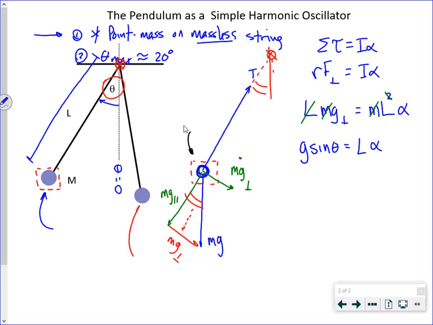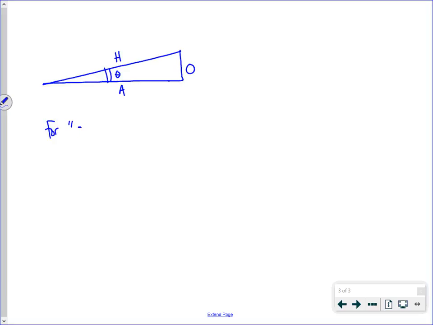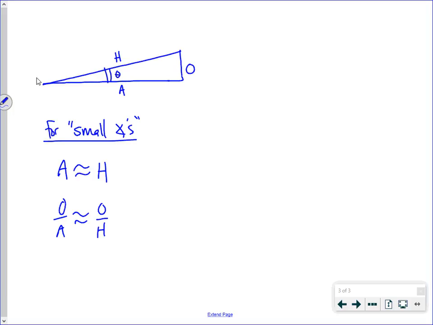Now, here's the deal with criteria number 2: angles being less than 20-ish. Let me take a little sidebar here. Angles being less than 20-ish allow you to say the following. Here's a triangle with a small angle theta. Here's the adjacent side, the opposite side, and the hypotenuse. For small angles, and people usually say it's 20-ish or less, it happens that A and H are about the same size. Well, O is O, so O over A is approximately the same as O over H. O over A is, by definition, tangent of theta, and O over H is, by definition, sine of theta. So for small angles, those are approximately the same thing.